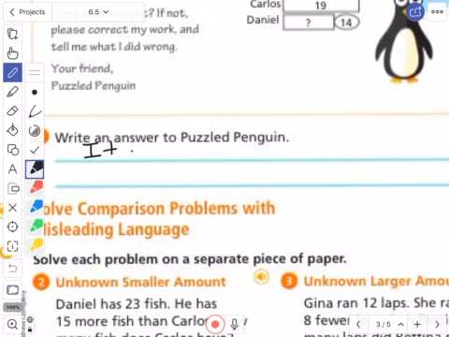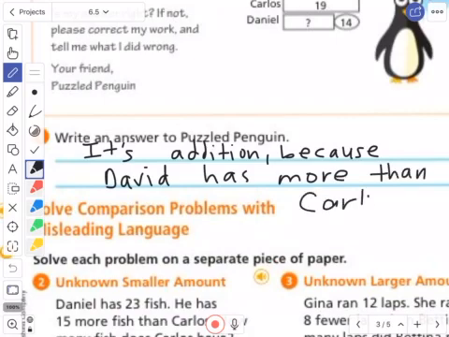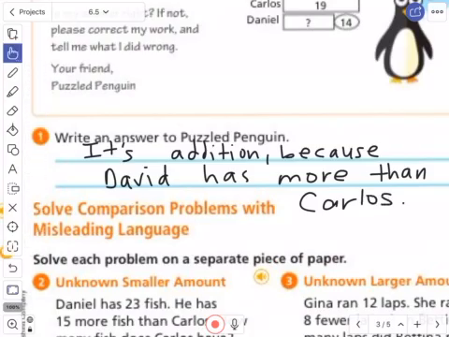This is my answer. You know you can write any answer you want. It's addition, not subtraction, because David has more than Carlos. So that number should be larger than, not smaller, like that 5.